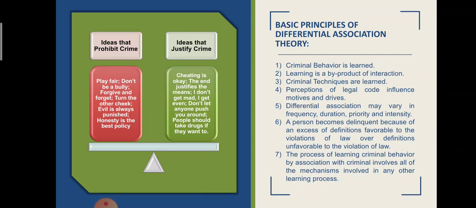So, gaining knowledge of criminal behavior also involves learning whether to define laws as worthy of obedience or deserving violation. That is the explanation of Edwin Sutherland. Number 5, differential associations may vary in frequency, duration, priority, and intensity.